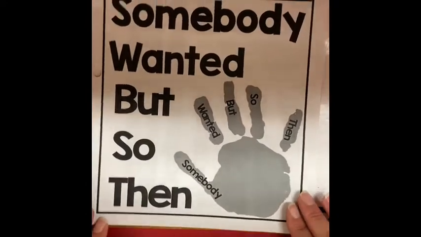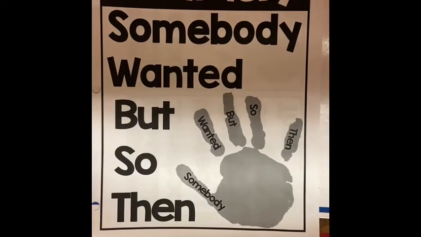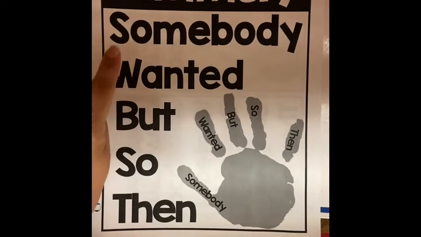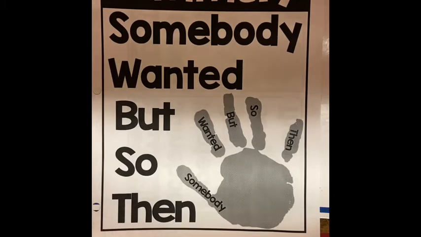And to help you write a good summary, this is a way to remember how to make a good summary. So we're going to do S, W, B, S, T. You'll see me abbreviate it like that later. S, W, B, S, T. And that stands for somebody wanted, but, so, then.